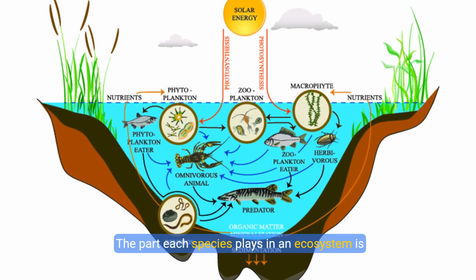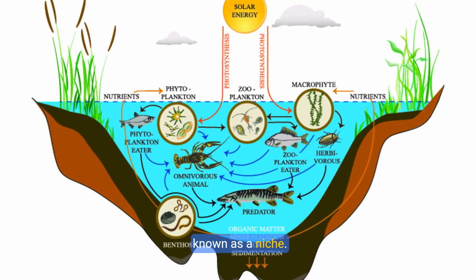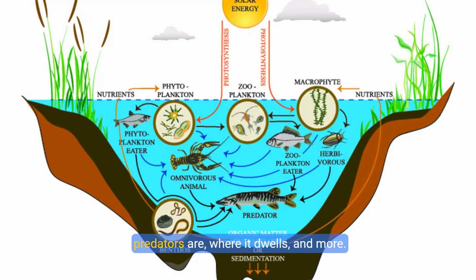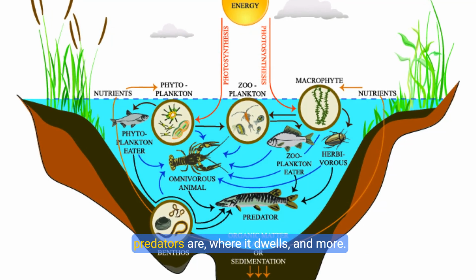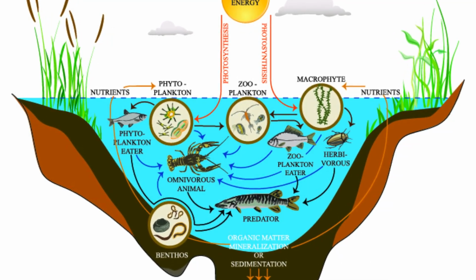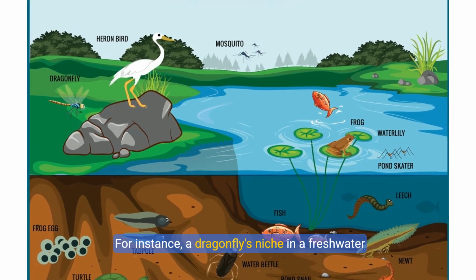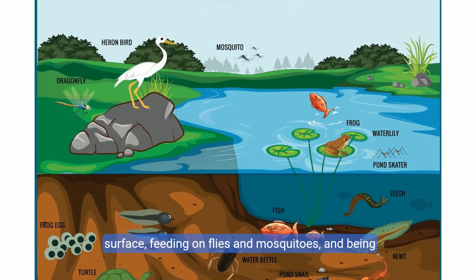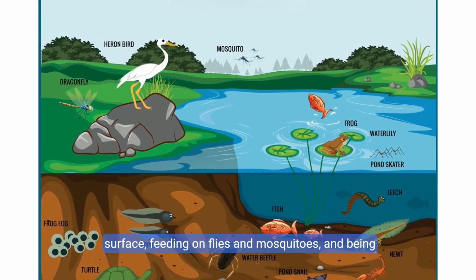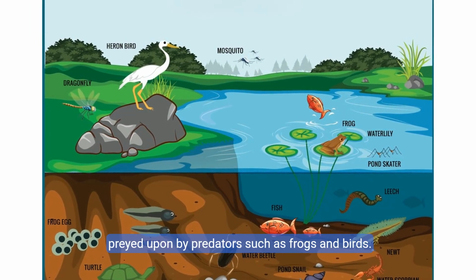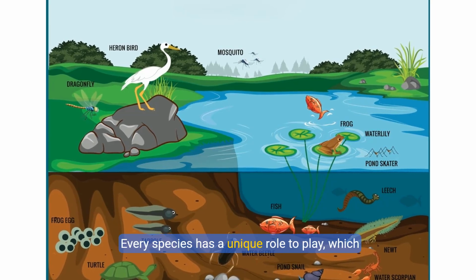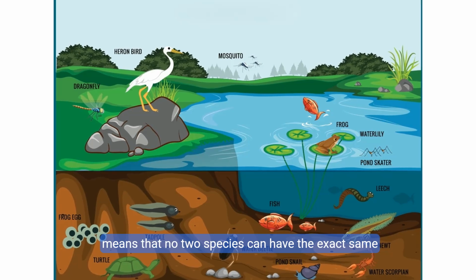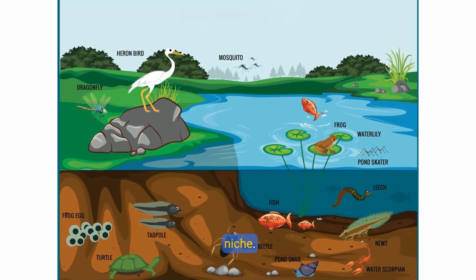The part each species plays in an ecosystem is known as a niche. This encompasses what an animal eats, who its predators are, where it dwells, and more. For instance, a dragonfly's niche in a freshwater ecosystem includes skimming over the water's surface, feeding on flies and mosquitoes, and being preyed upon by predators such as frogs and birds. Every species has a unique role to play, which means that no two species can have the exact same niche.